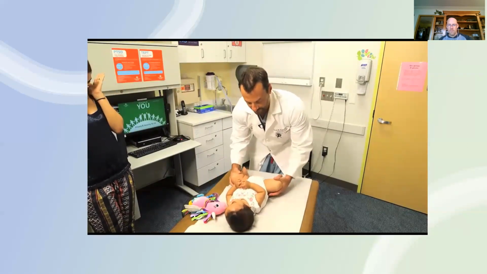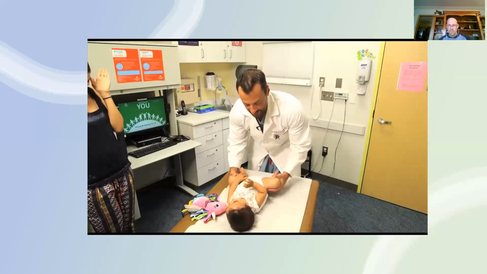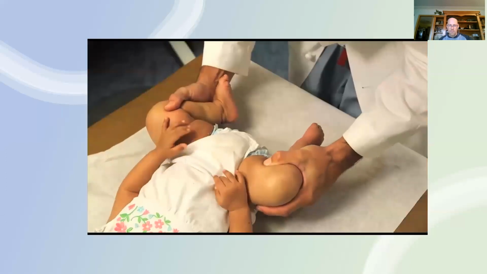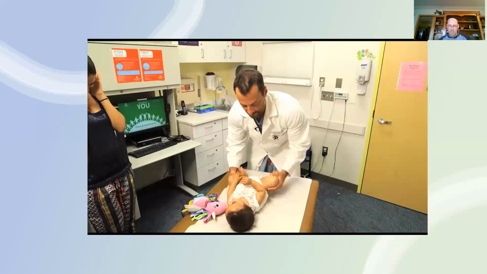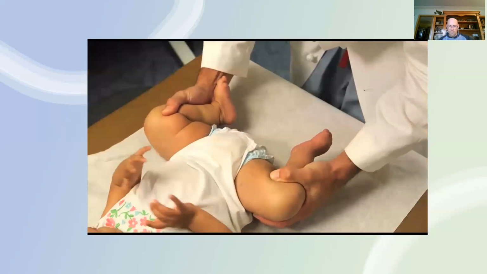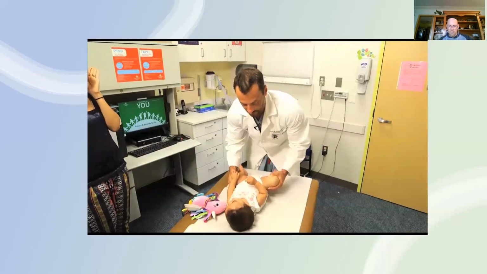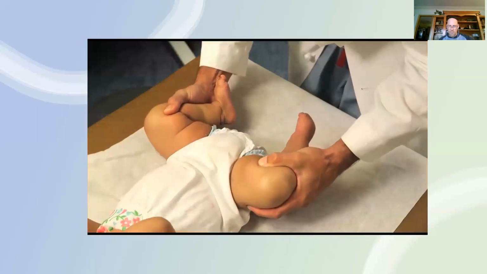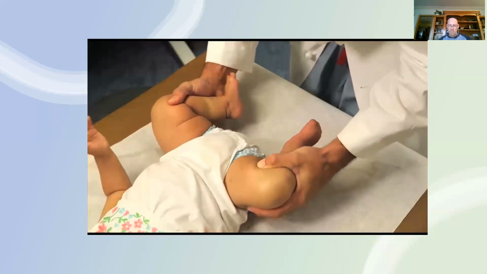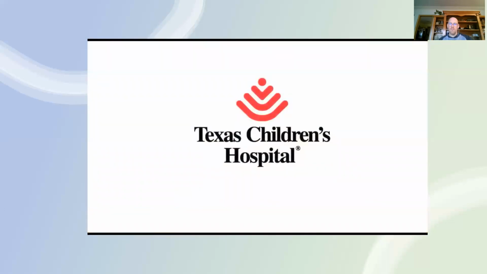And so now I'm going to do the same exam maneuver on the right hip, where I'm going to do a Barlow test. I'm going to adduct it. And there, it dislocated out the back. So that's a positive Barlow exam. And then the Ortolani is the opposite, where I lift it up and it pops back in. So positive Barlow out, positive Ortolani in. And you can see how it's not uncomfortable for her. It doesn't cause her any pain. And those are the basics of the hip exam in a baby.